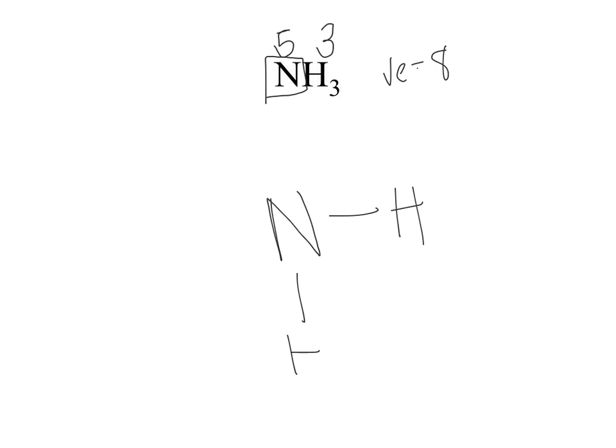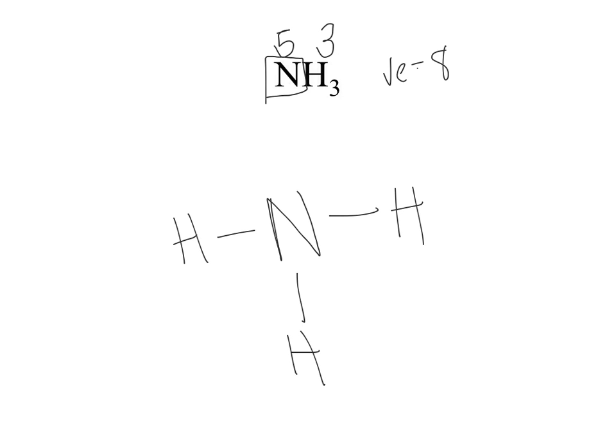So again, start with your valence electrons. So nitrogen is in group 5, or 15, so he's going to have 5 valence electrons. Hydrogen each has 1, and we've got 3 hydrogen here, so we've got 8 valence electrons. So our central atom is going to be nitrogen because we've got 3 hydrogen. So nitrogen, and then bonds for each of the hydrogen.